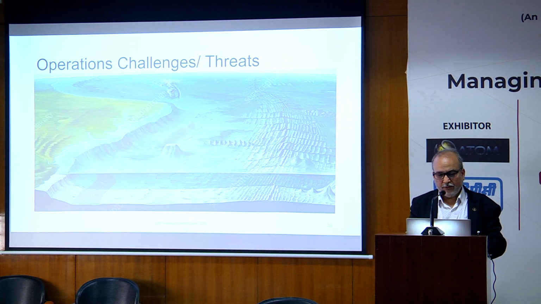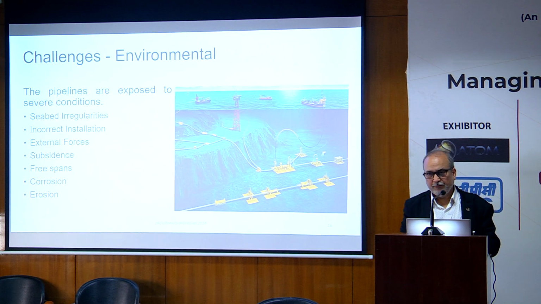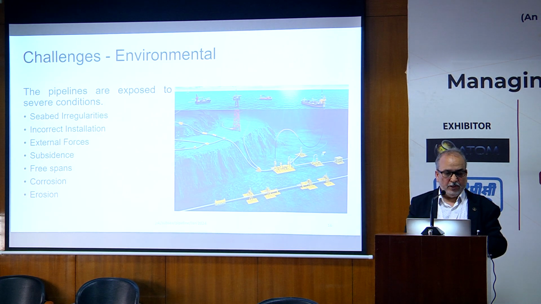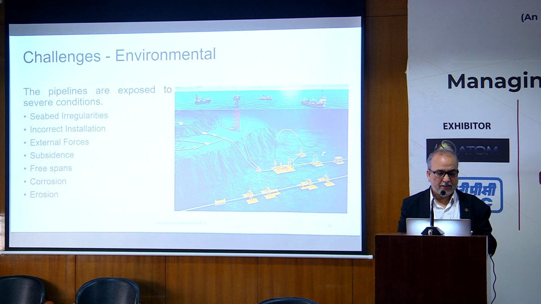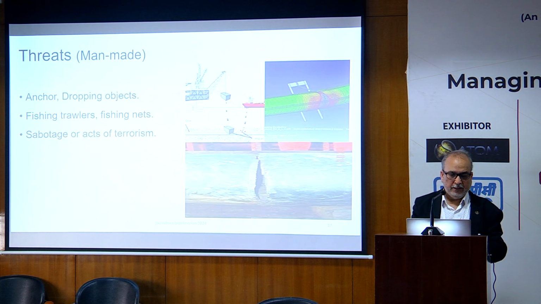So these are pictorials wherein we can see the subsea terrains through which the pipelines are moving. The pipelines are exposed to seabed irregularities, incorrect installation procedures, external forces, subsidence, free spans, corrosion, and erosion. Then there are different types of threats which the pipelines face. It could be man-made as well as natural.